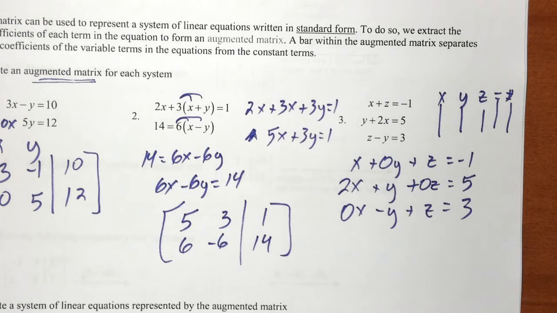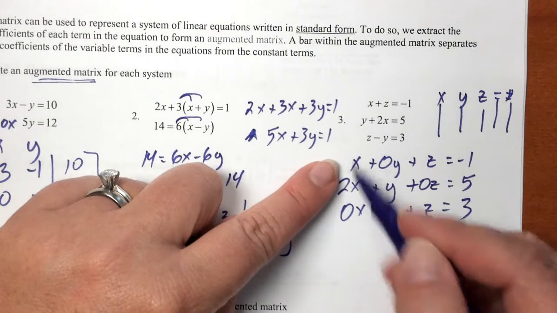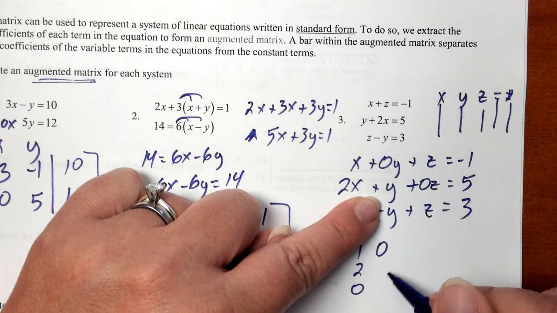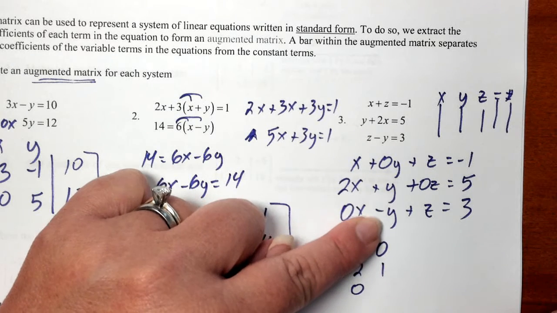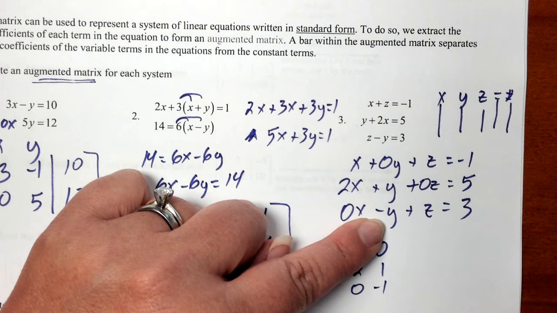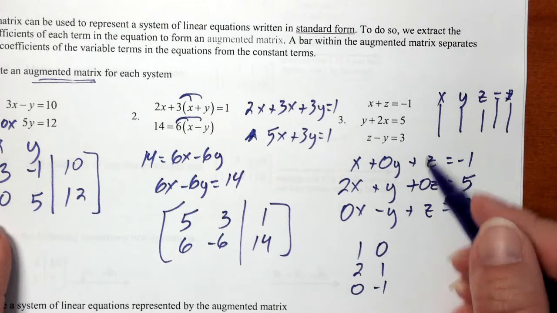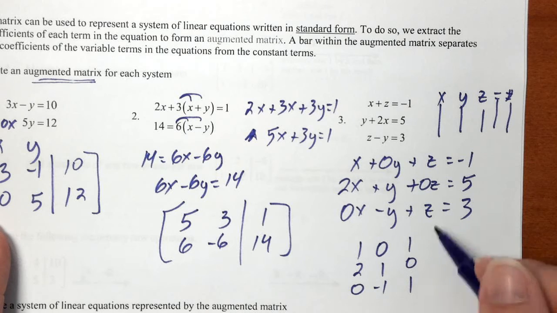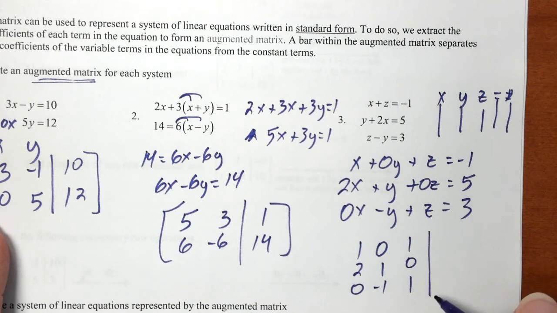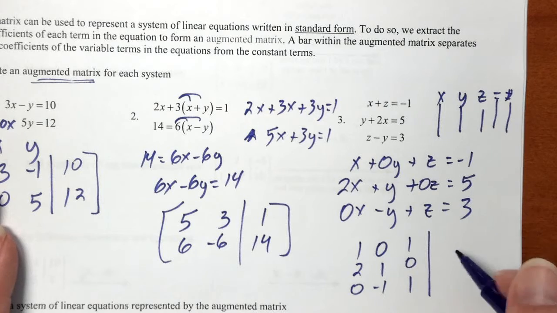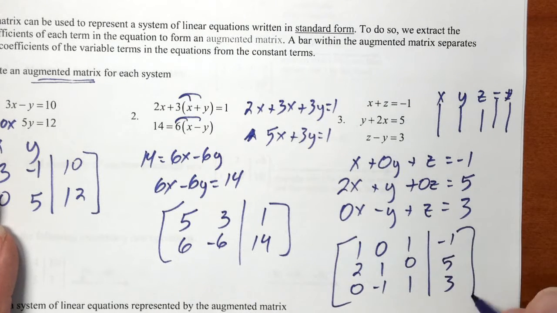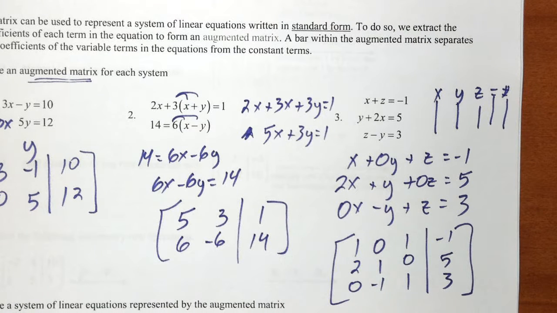and then your constants. Then when I put it in my matrix, my x column will be 1, 2, 0. My y column will be 0, 1, and hopefully you recognize that's a 1 in front of the y, and then a -1 in front of the last y. My z column will be 1, 0, 1. And then I can put a long line for the equals if you want, and then you have your constants at the end. So -1, 5, and 3. And there's your augmented matrix. That long line is optional, but I found that it helps people.